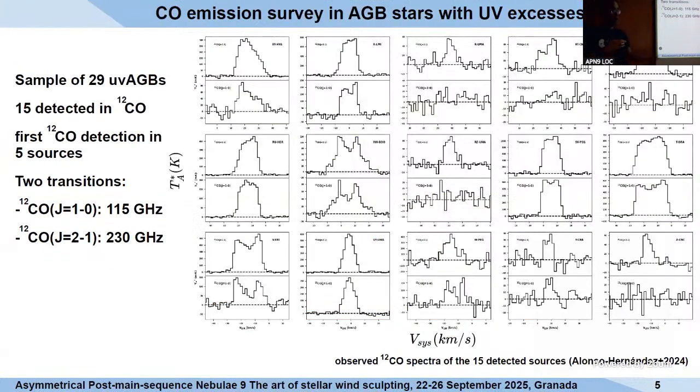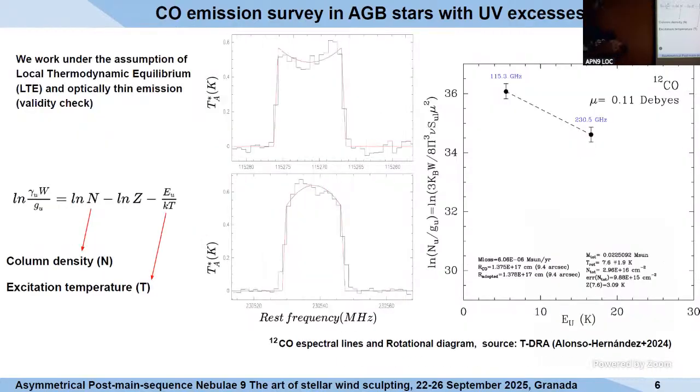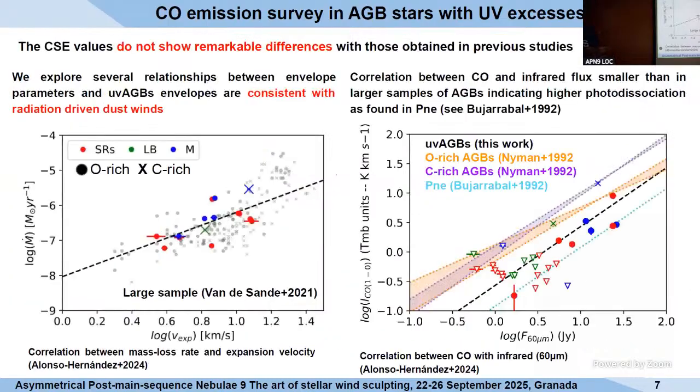Here is an example of the CO emission lines. You can see that there is the typical variety of line profiles, which is common in these expanding envelopes. We perform a basic analysis based on the rotational diagram method, and we estimate the column densities and excitation temperatures, which allows us to derive other parameters of the envelopes.